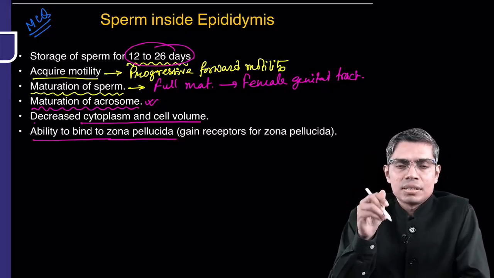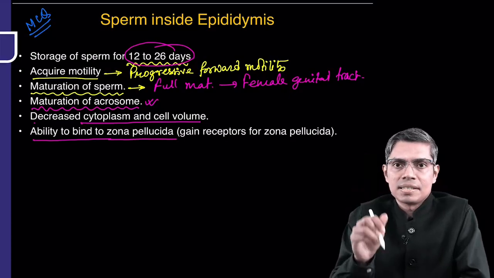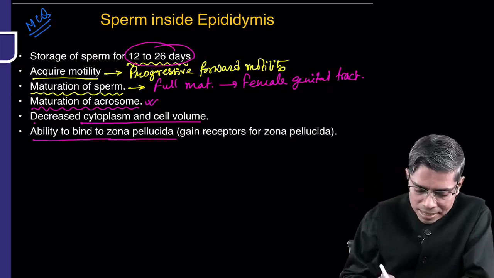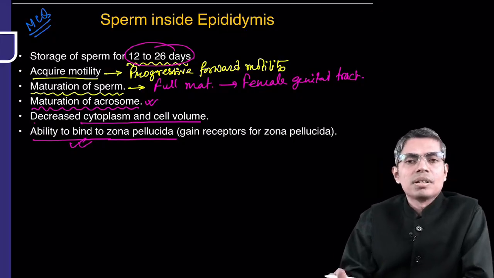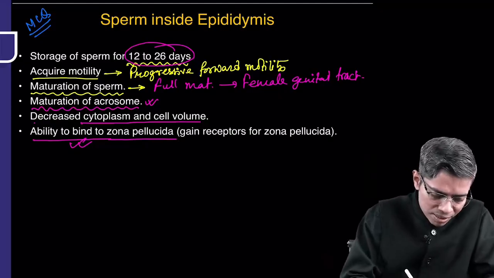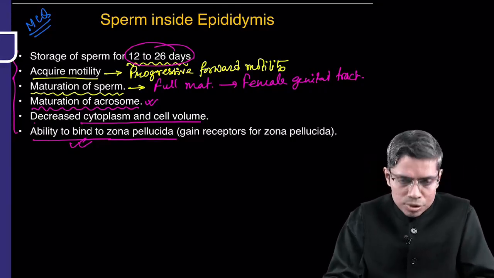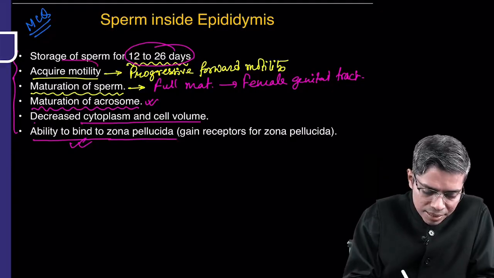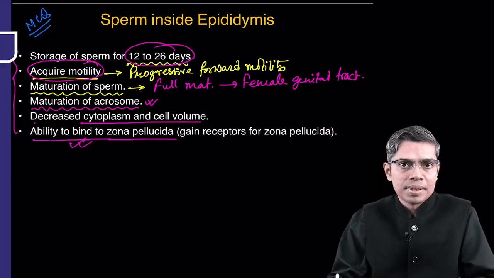For the fertilization, the sperm has to bind with the zona pellucida, and then it will penetrate inside the ovum. So this binding capacity, the ability to bind the zona pellucida, also occurs at the level of the epididymis, right? So all of this is happening inside the epididymis. Now the most important thing that is happening here is acquisition of progressive forward motility.